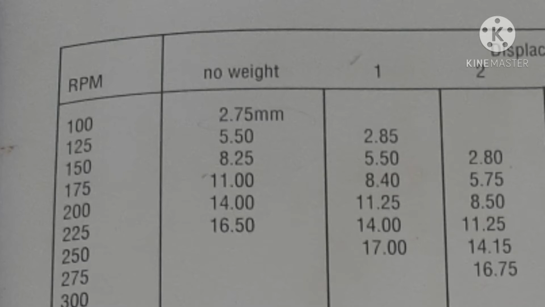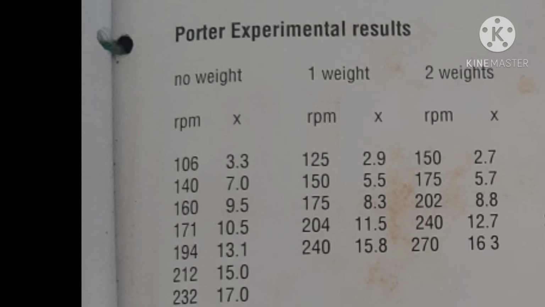You just have to draw for the 3 types of weight difference, right? No weight, 1 and 2, right? Then the x-axis should be RPM and the y-axis should be displacement, right? And this is experimental data for the same Porter governor, right? In here you can see RPM and displacement changing with the weight, no weight, 1 weight, 2 weight.